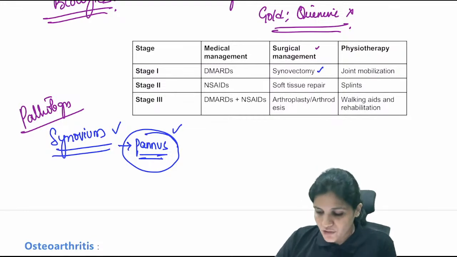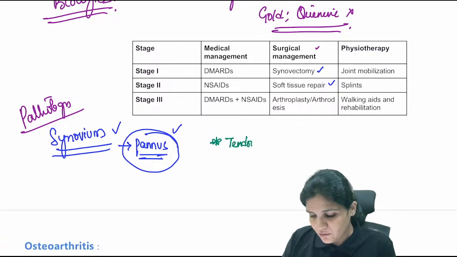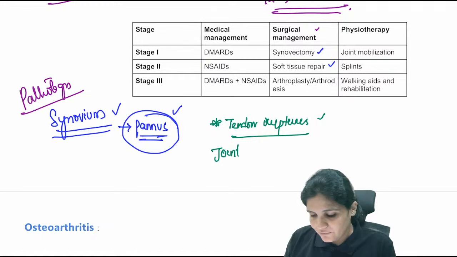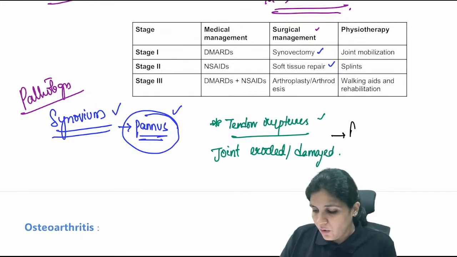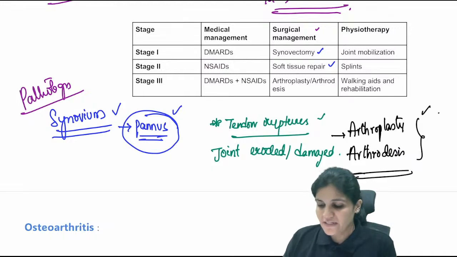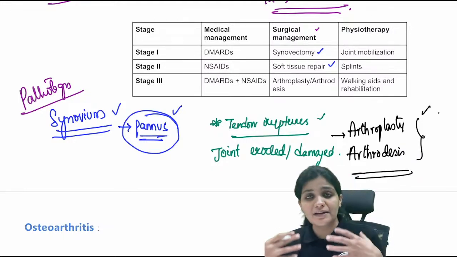Right? And we will go for soft tissue repair. Usually there will be tendon ruptures because of the inflammation which is happening, so we go for the soft tissue repair. And finally, if the joint is completely eroded or completely damaged, the final resort for us is arthroplasty. Arthroplasty means replacement, or arthrodesis. Arthrodesis means fusion. So these are the very important treatments in rheumatoid arthritis, because this is a very disabling disease, right?